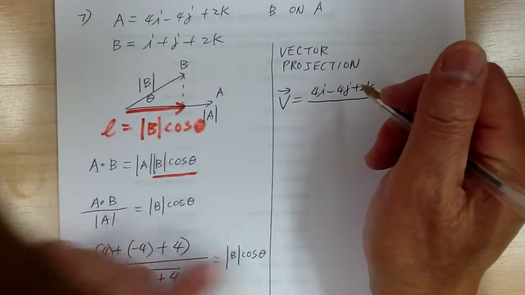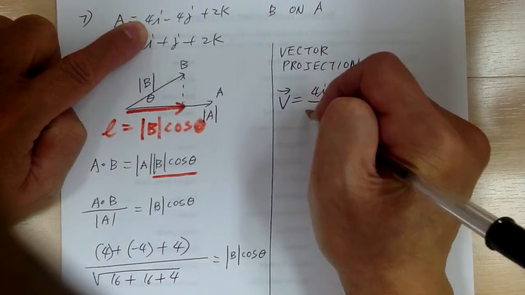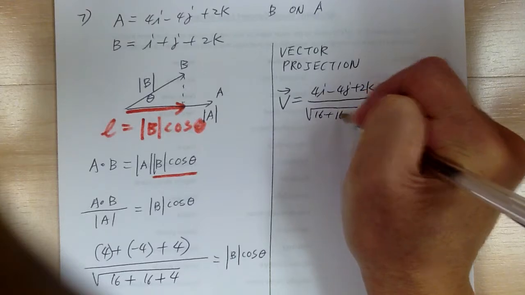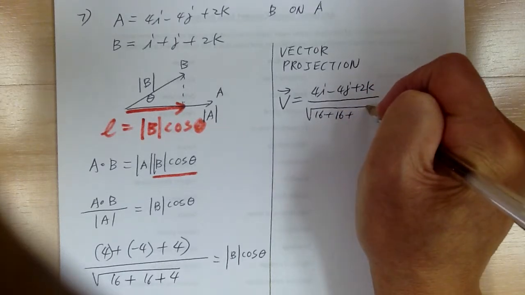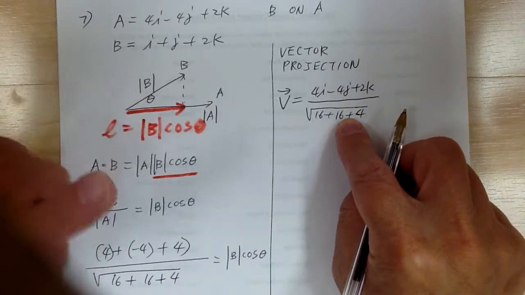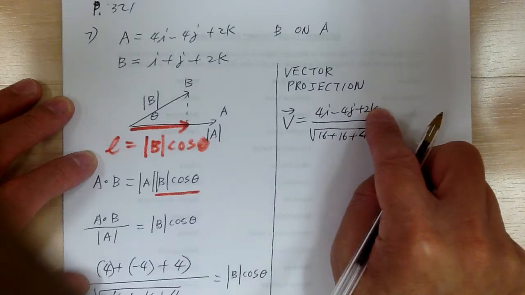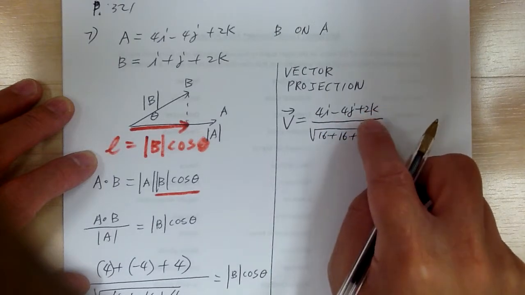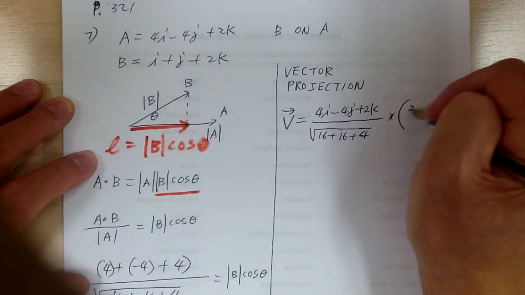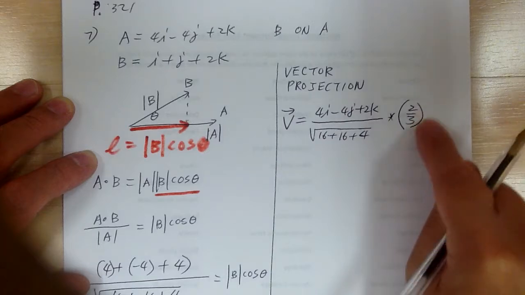So the length of A is, again, square root of 16 plus 16 plus 4. So this will give you a length of 1. This is a unit vector. Again, this is the vector A divided by the length of A, which gives you a length of 1. Then you have to times it by the length of 2/3. So this is to get the direction correct, and this is to get the correct length.